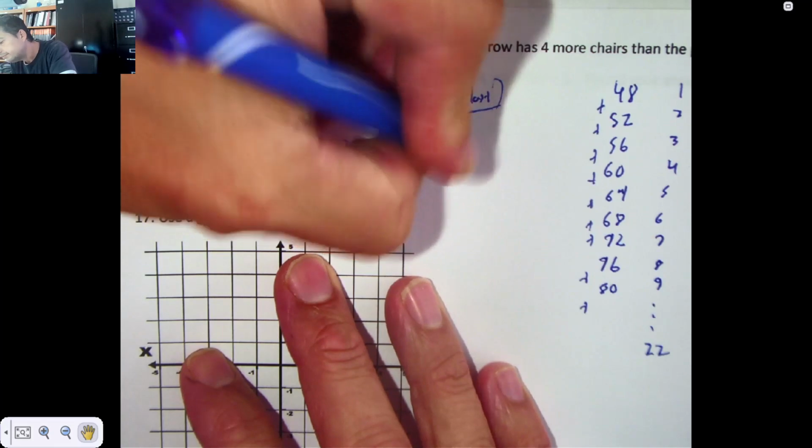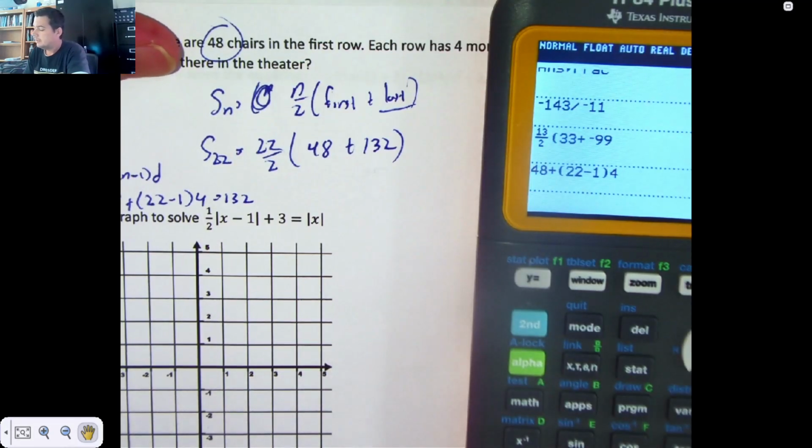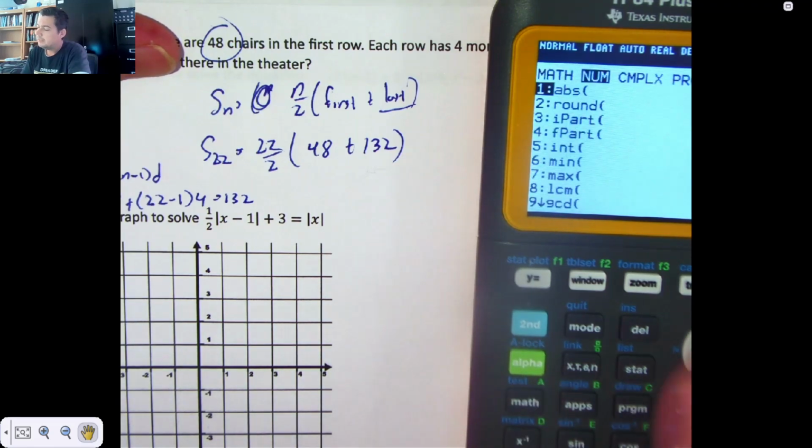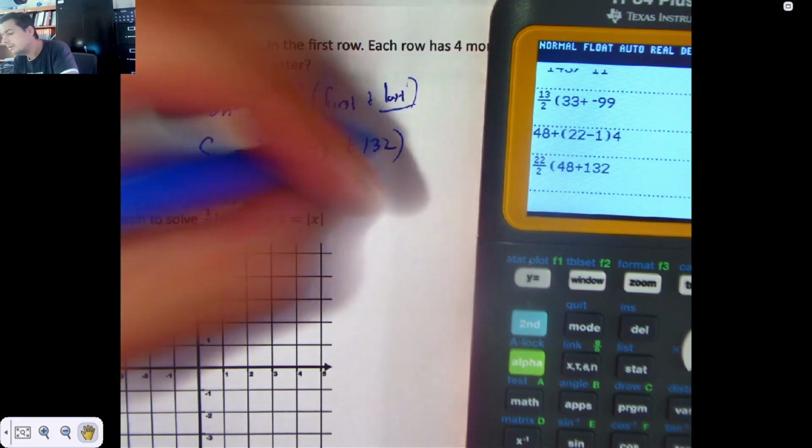That goes there. And then I crank it out. Let's see, n over 2, 22 over 2, times 48 plus 132. 1,980 chairs.